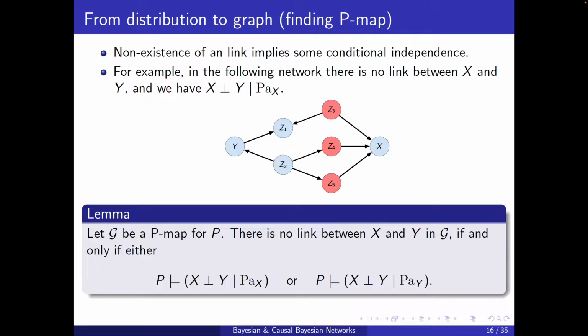I can try to generalize this observation in the following lemma. In general, if I have a p-map for my distribution, then if there is no link between x and y, then definitely the two of them will become independent if I condition them on either the parents of x or the parents of y. One of them should do the job. And the opposite also holds. If two nodes become independent on the parents of the first or the parents of the second, then definitely there shouldn't be a link between them in the p-map. So it's also implying that if there is a link between two nodes, then you can never make them independent, no matter what you condition them on. Okay, so this observation is quite helpful in building an algorithm to obtain the skeleton of the p-map.